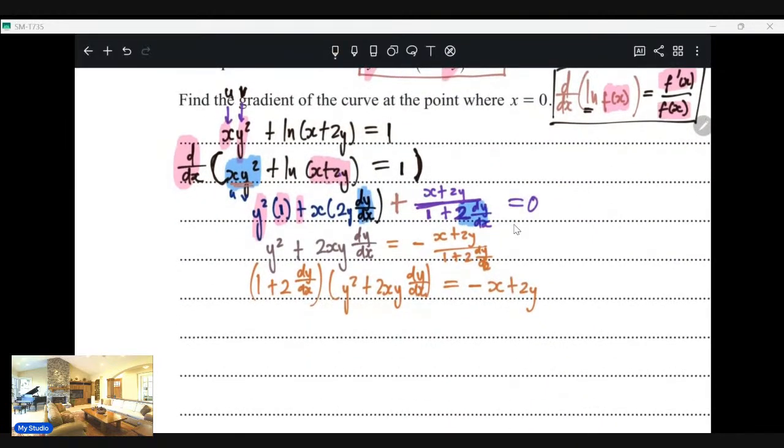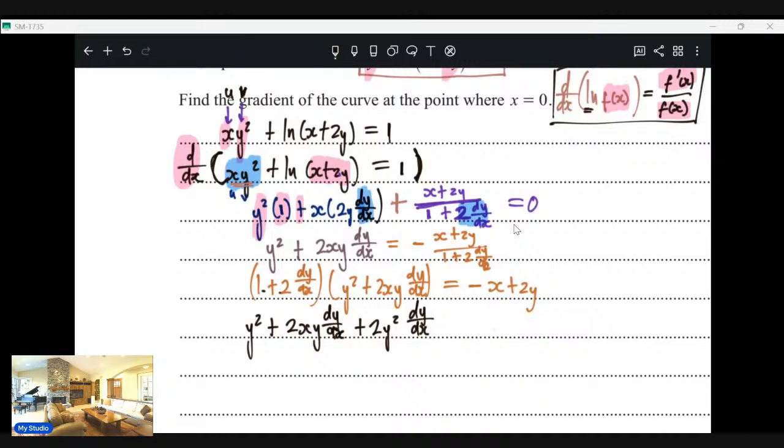So when you then multiply, 1 will multiply the whole bracket. So 1 will multiply y squared, you get y squared. Plus 1 will multiply 2xy, you get 2xy dy/dx. Plus 2 of dy/dx will multiply y squared. It becomes 2y squared dy/dx. Are we together?